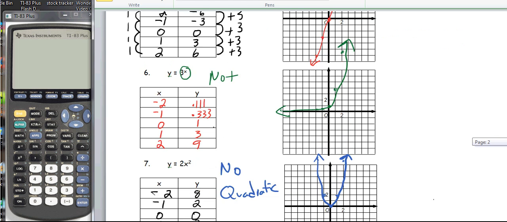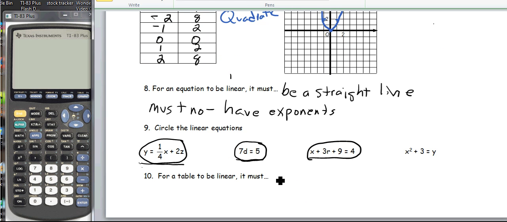And our answer is, for a table to be linear, it must show the same rate.